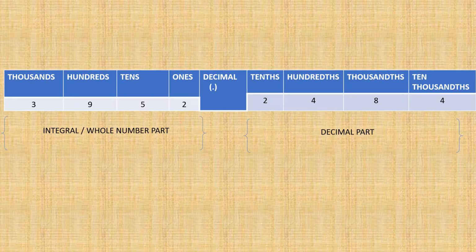Here you can see an example. We have the number 3952.2484. Here the number at the left side of the decimal point shows the integral or whole number part, and the number at the right side shows the decimal part, and the dot here is called the decimal point. So these are the three parts: the integral or whole number part, the decimal part and the decimal point.